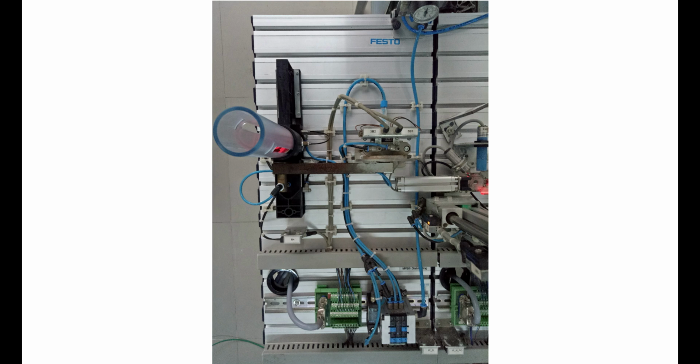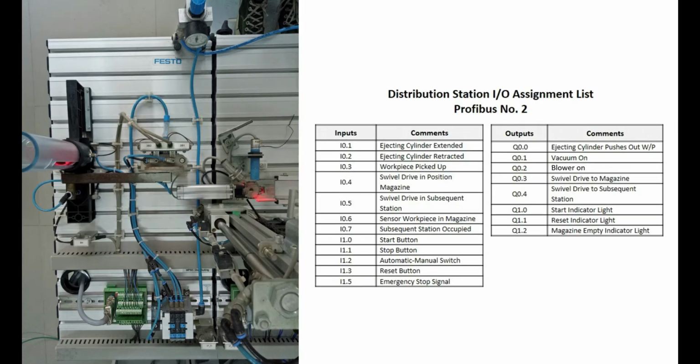So, for today's video, we are going to continue our discussion about distributing station. Let's begin with its addresses, inputs, and outputs addresses. Okay, here let's begin with the outputs. So, Q0.0 is the address for ejecting cylinder pushes out workpiece. This one is located here. This is a cylinder and its initial position is cylinder extended, and this is controlled by a single solenoid valve.